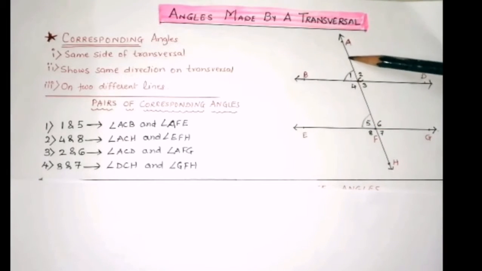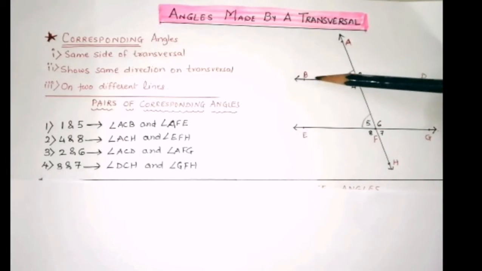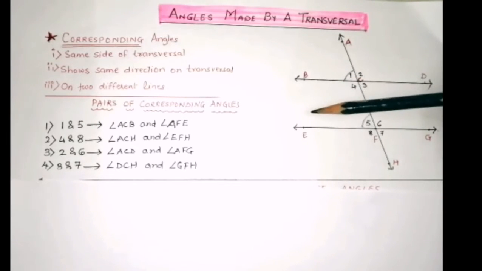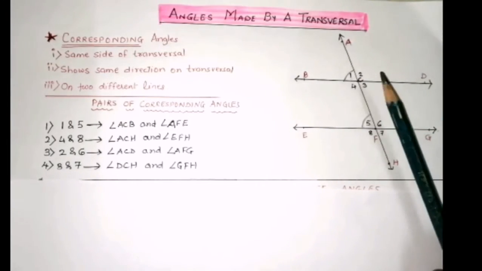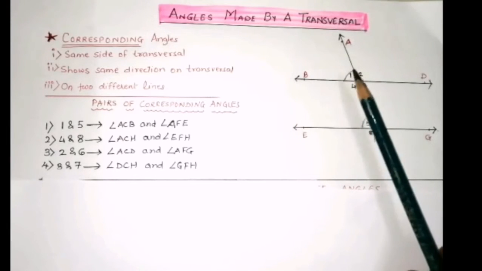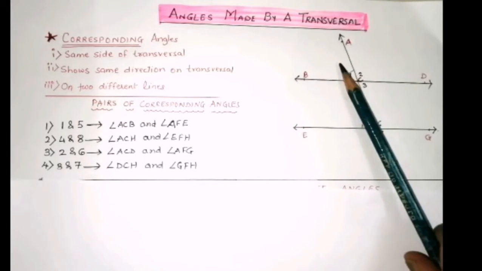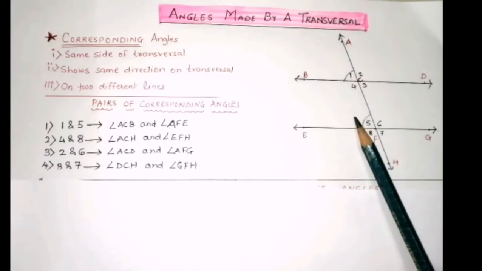Because angle ACB is to the left side of the transversal. In the same way, angle AFE, this angle 5 is angle AFE, is also to the left side of the transversal. So these two are to the left side of the transversal.